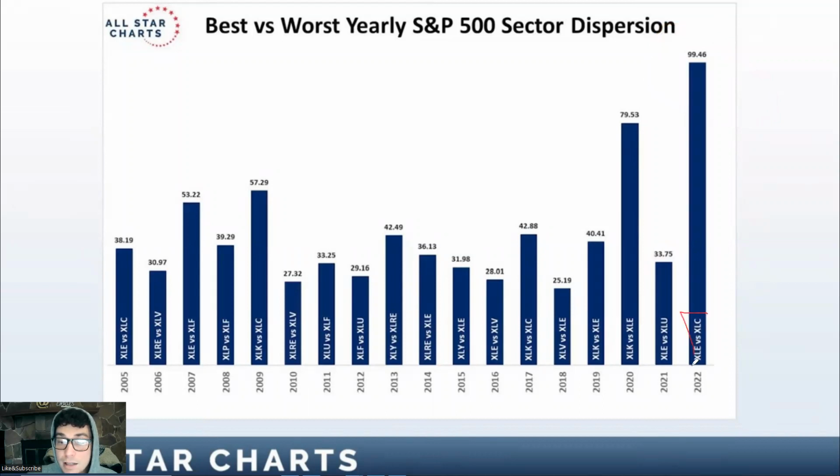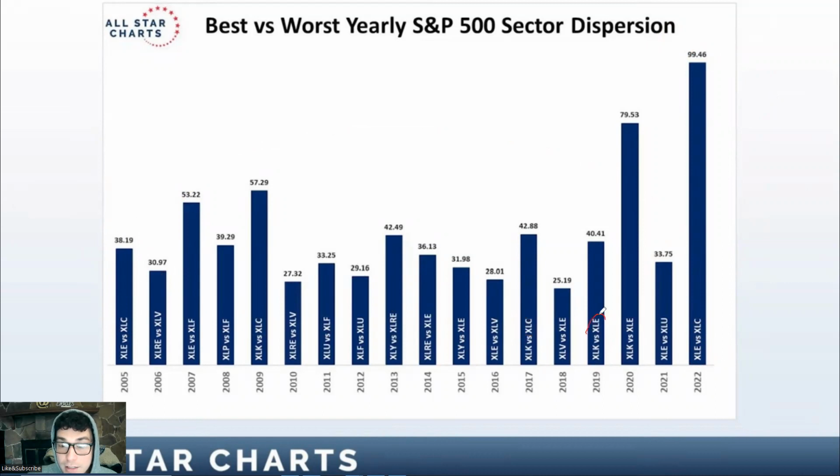99.46, and we have XLE versus XLC. So XLE being the best and XLC being the worst, and the difference between them is 99.46. Now we can see that this has happened before back in '05, but it was not to this extreme degree, right? And a lot of times in these, XLC is often the worst performing, multiple times through here, right?